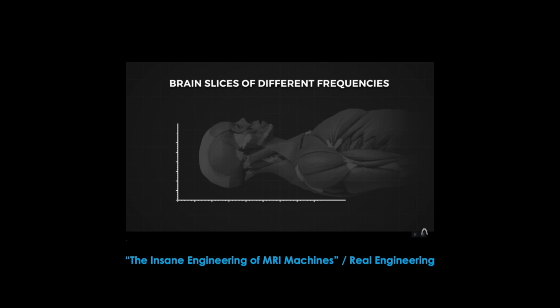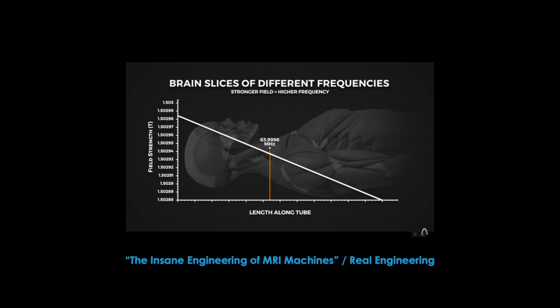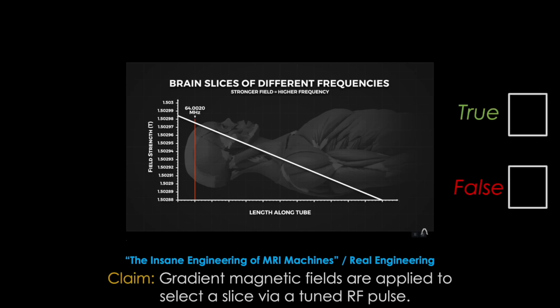Okay, next clip. If we apply a gradient to the magnetic field strength, we can selectively nudge atoms along the gradient by applying the corresponding frequency. To image a slice near the weaker end of the tube, the machine sends a nudging pulse centered at the lower rotational frequency, say 63.998 MHz. And to image a slice on the other end of the tube, the pulse is centered at 64.002 MHz. Claim. Gradient magnetic fields are applied to select a slice via a tuned RF pulse.